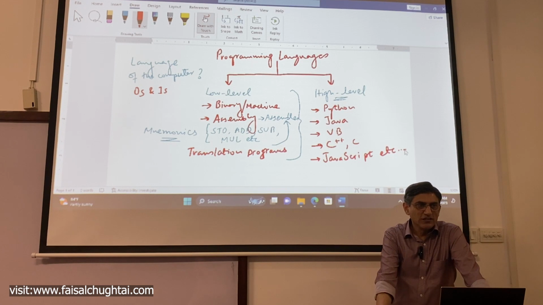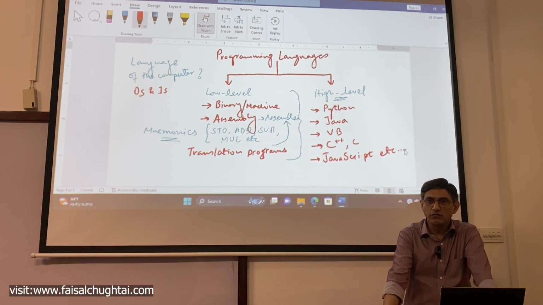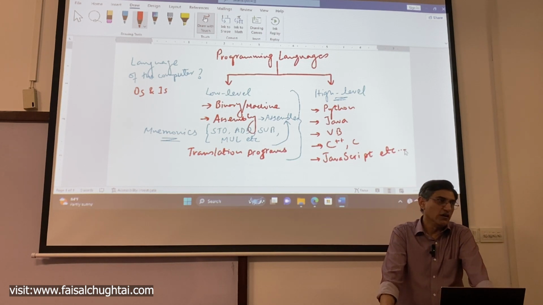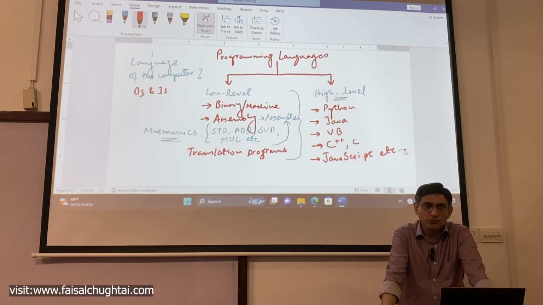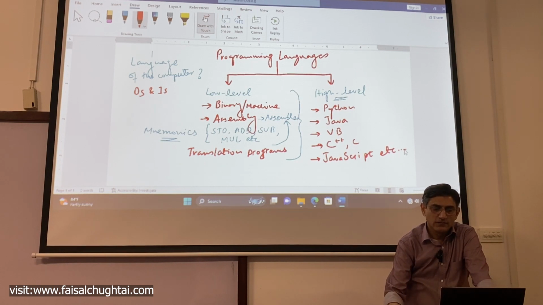So this means what? Largely the kind of programming languages that we are using these days to create all sorts of computer programs are actually high level programming languages because they are closer to a language which is understood by us, because we have the luxury of making use of translation programs that will do the job for us. All right? Is it clear? Any questions? All right.